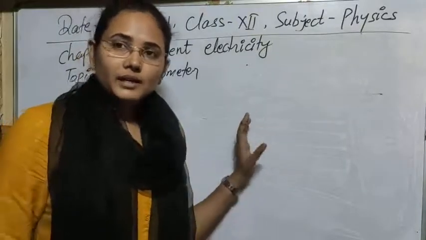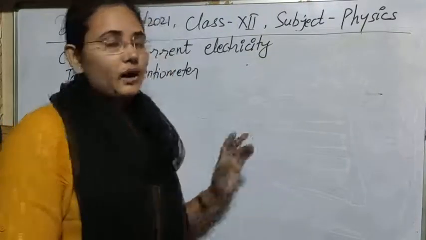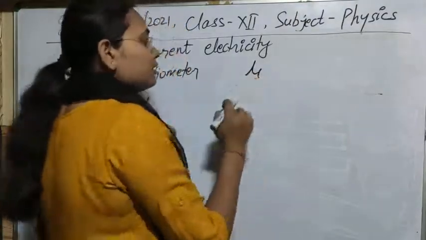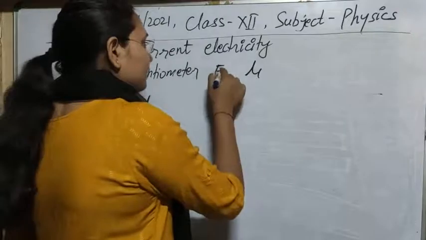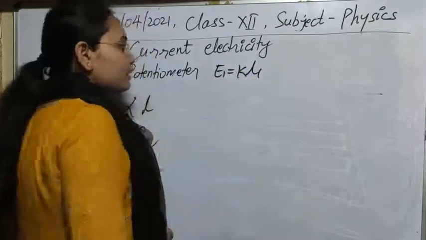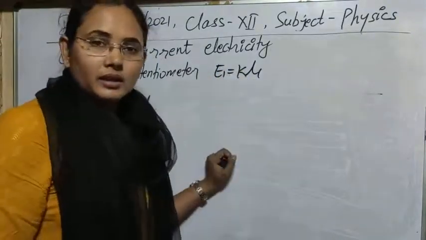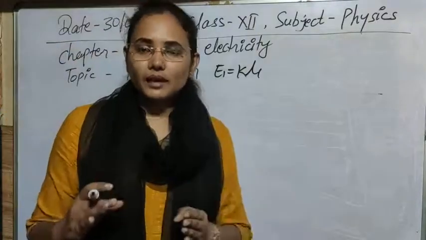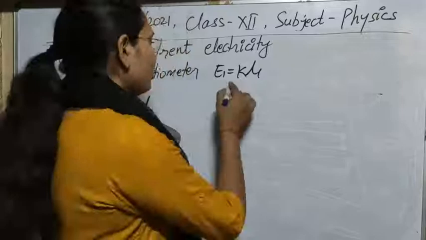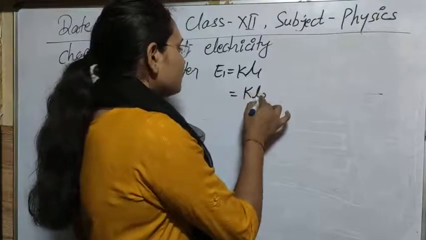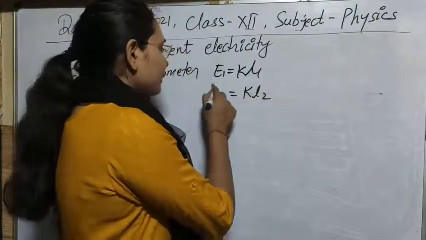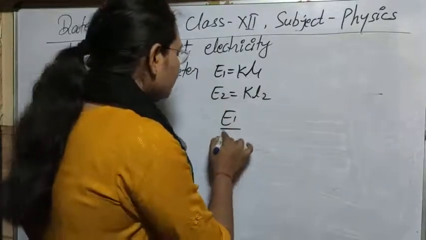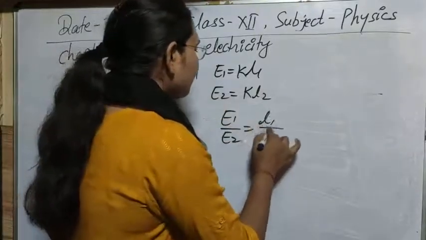So for the Leclanché cell you have connected it and found the balance length. Suppose the balance length is L1, and for that the EMF obtained is E1 = KL1. Similarly, for the Daniell cell you have connected it and calculated its null point or balance length. Suppose this is L2, and we can write the EMF for this. Now if you take the ratio of these two, it is equal to L1 upon L2.